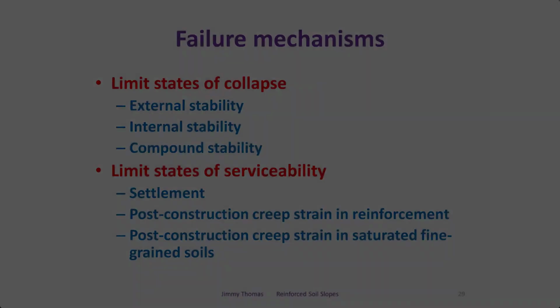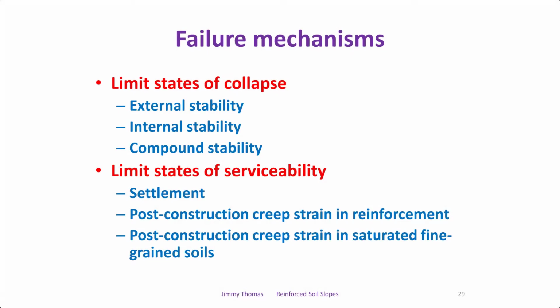Coming to the design, if you go for a limit state approach like BS, it gives limit states: external stability, internal, compound. External means failure is outside the reinforced soil. Internal means failure is within. Compound means partly through the reinforcement and partly outside. Then serviceability, same as for walls: settlement, then post-construction creep strain in the reinforcement. Here we have one more, because for slopes we can use poorer quality soils. So with clay or silt, the soil itself can creep with time. So we have to evaluate that also.